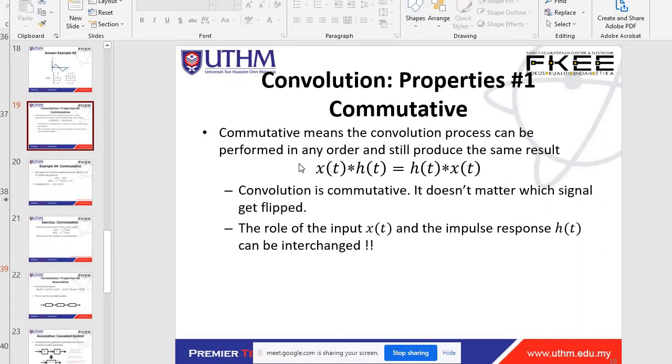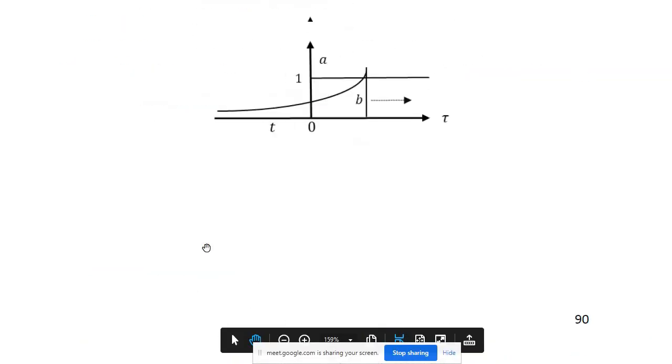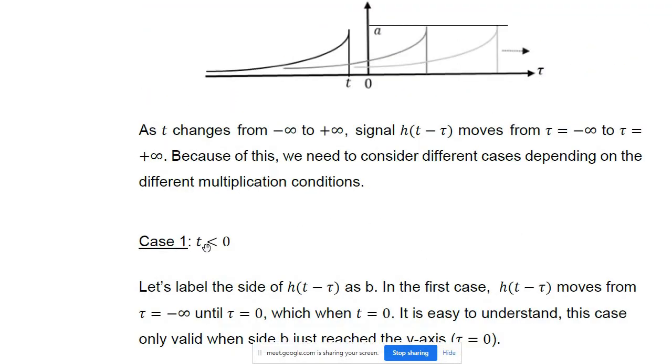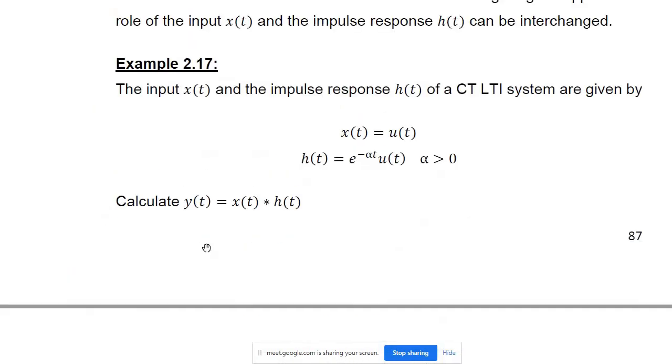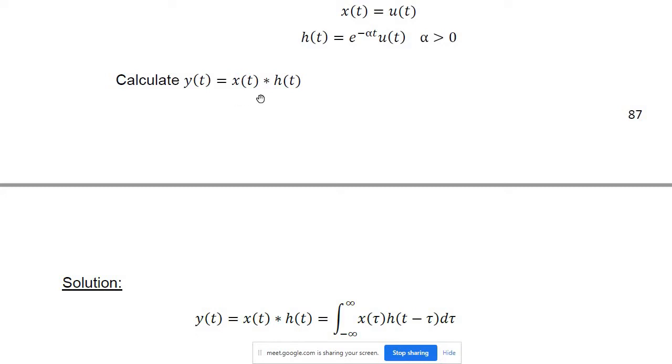For the example, we also go through example 2.17. In this example, you have x(t) and h(t). x(t) is u(t) and h(t) is e to the power of negative alpha t times u(t). So we do the convolution of x(t) with h(t).